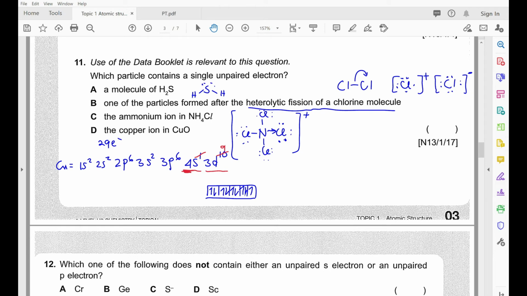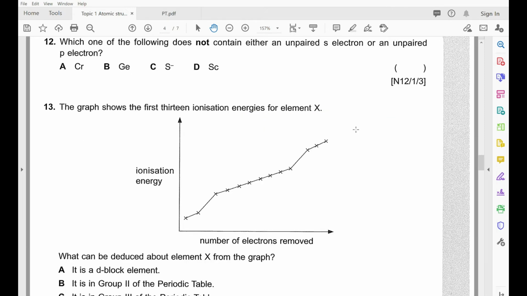Which particle contains a single unpaired electron? This one doesn't have any single unpaired. These two also don't have single unpaired. All of these electrons are paired, but this is a single unpaired electron. So the answer is D. Question 12.